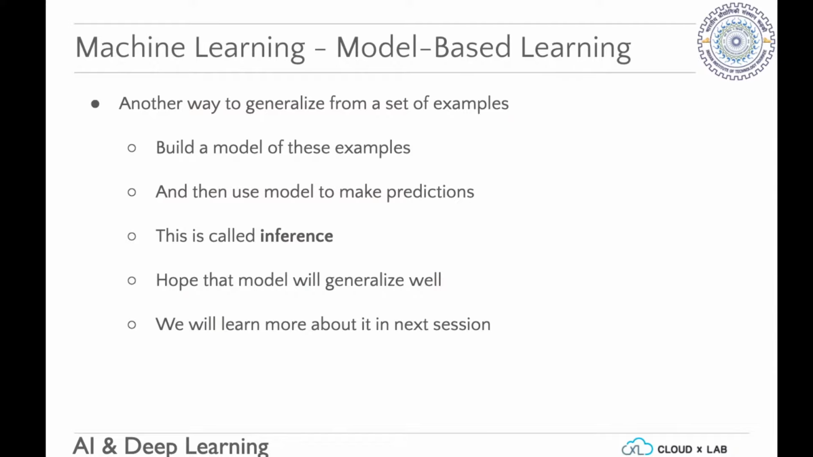Continuing on, this is another way of generalizing from a set of examples, where we build a model with these examples and then use the model to make a prediction. This is called inference. Usually we figure out that this model will work well. That is the whole idea, that's what we try to believe. We will be talking about it later in more detail.